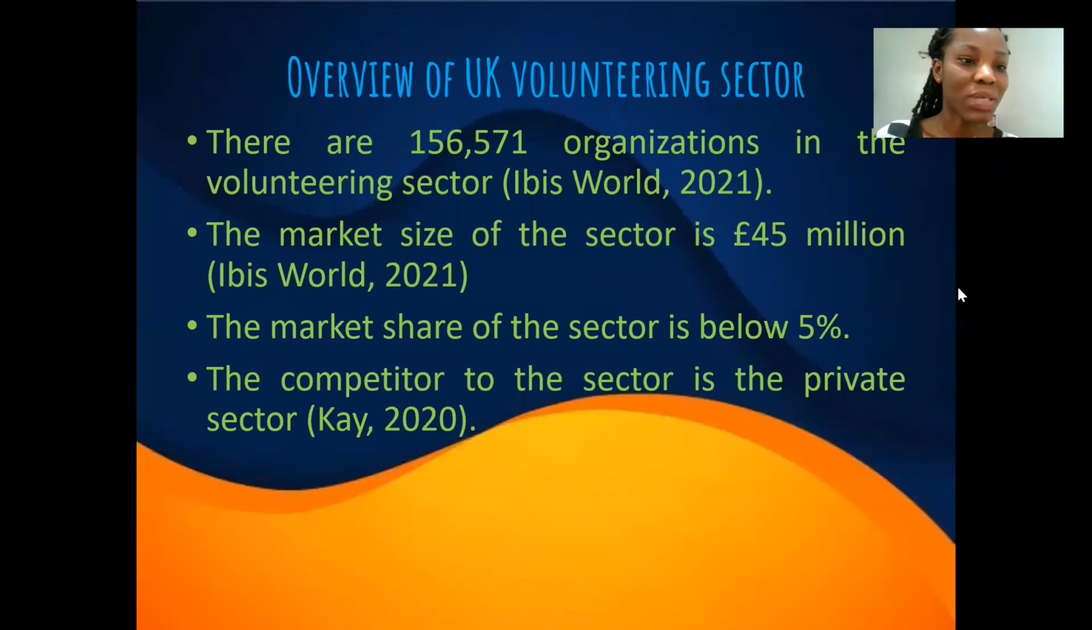Hello, I am Louisa, and I will talk about the overview of the UK volunteering sector and analyzing it with PESTEL. According to Prospect 2020, the sector focuses on social impacts rather than profits, and there are 156,571 organizations in the sector. And among the categories within the sector, charities are the largest.